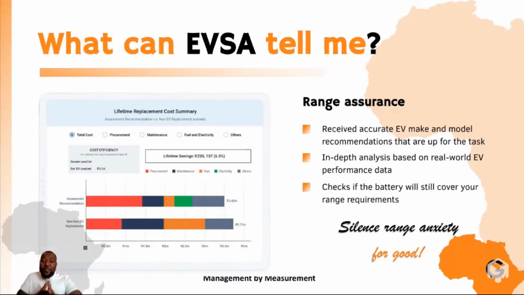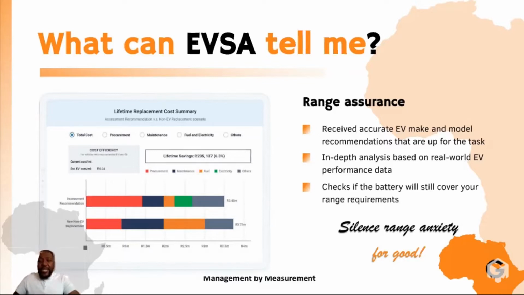It will check if the battery will still cover your range requirements. So once you dispatch your drivers to certain customers, for example, whether it's last mile delivery or your courier, this is where it identifies the percentage of the battery inside the vehicles and what range is left to cover your targeted range for that period or for that day.